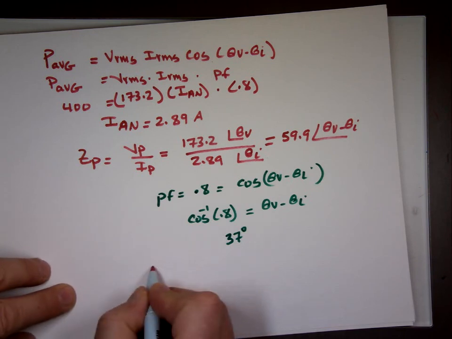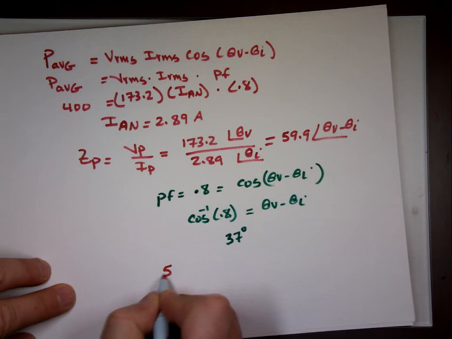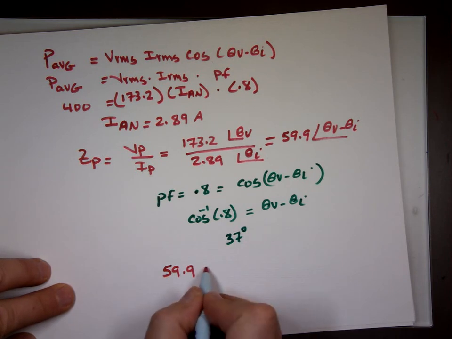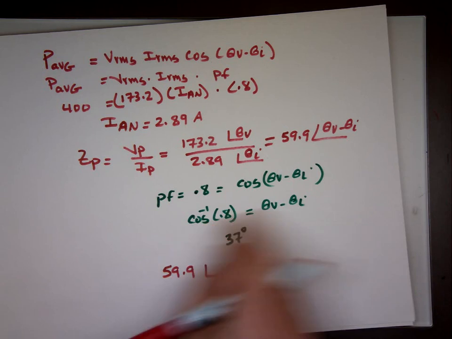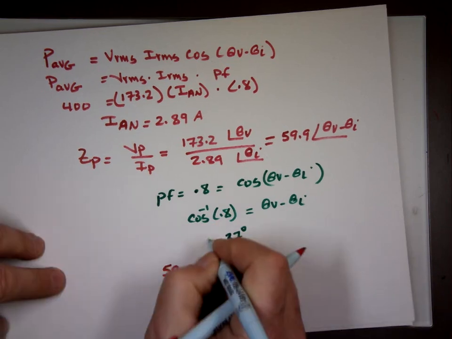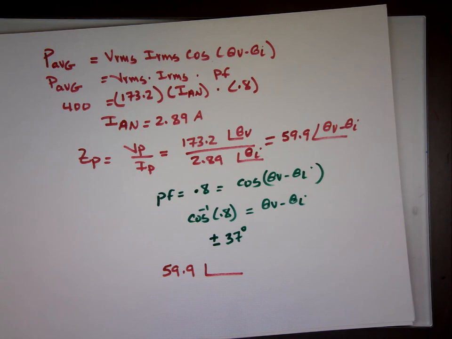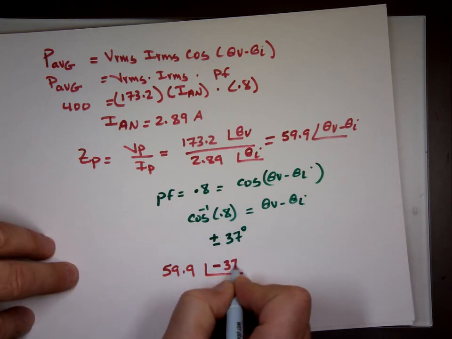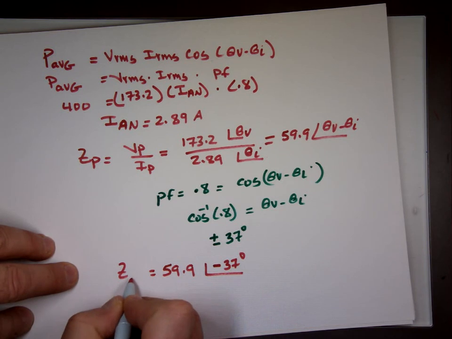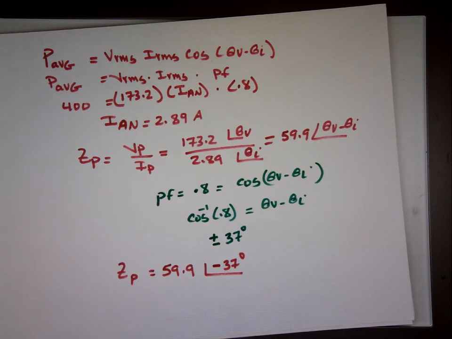So now that current here, here's the thing. Is it leading or lagging? What was the power factor? Leading or lagging? Because remember, the cosine could be positive or negative here, right? It's leading, so that means the angle has to be a negative 37 degrees. So the impedance per phase is actually that number. I think that's what the question asks. What is the per phase load impedance? It's this number, 59.9 or 60 if you want, negative 37 degrees.